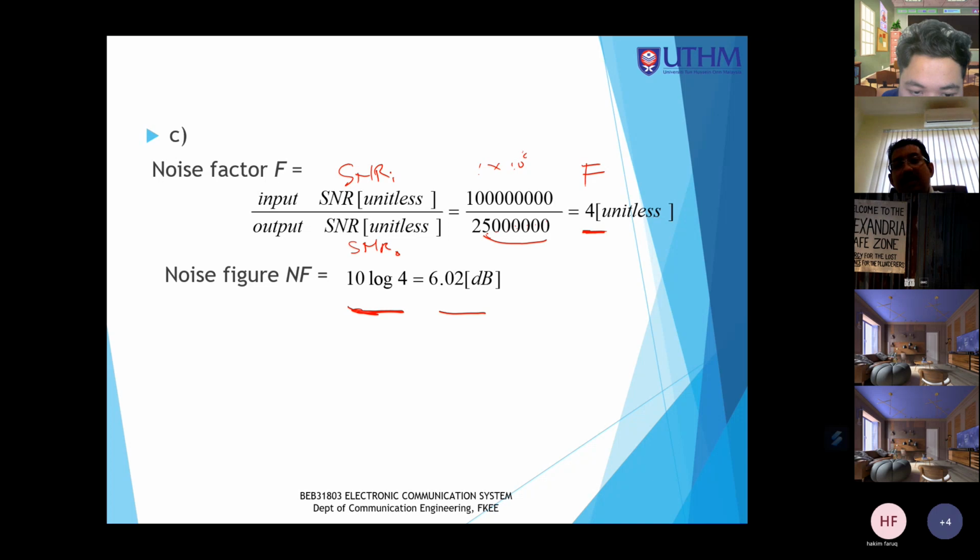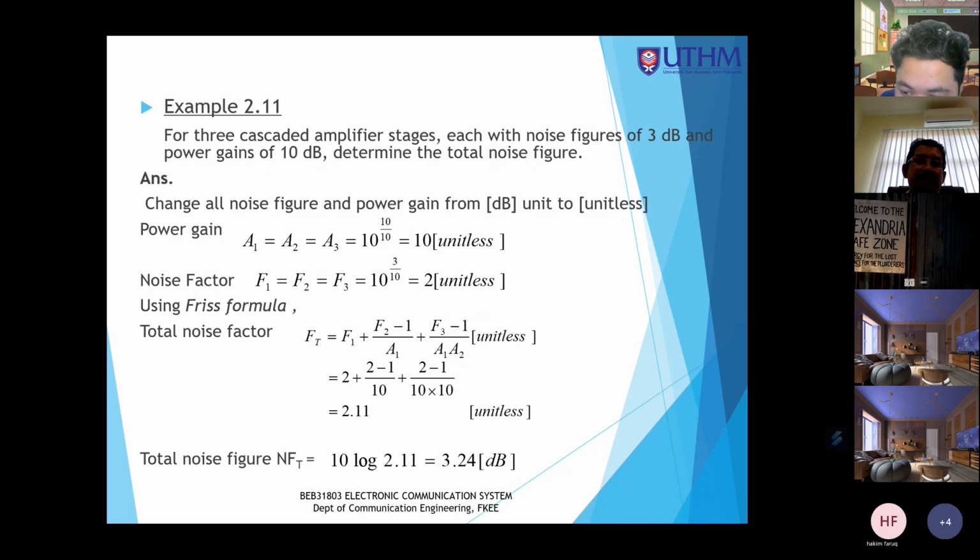Okay. Ini ada soalan atau tidak? You have questions, you can ask. Otherwise, I will move to the next example. So the next example, I think, is about the cascaded system. This one. Okay. So again, this is an easy example about cascaded. So there are 3 cascaded amplifier stages, each with noise figure 3 dB. Okay, that means each amplifier has a noise figure of 3 dB and power gains of 10 dB. So maknanya semua amplifier mempunyai parameter yang sama.